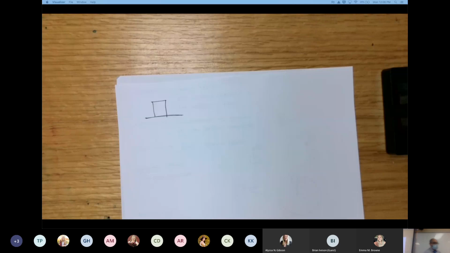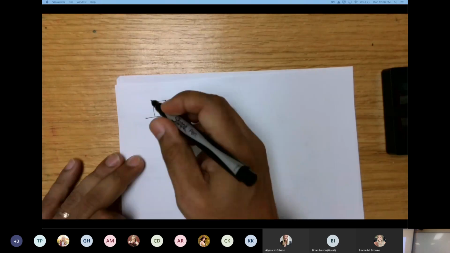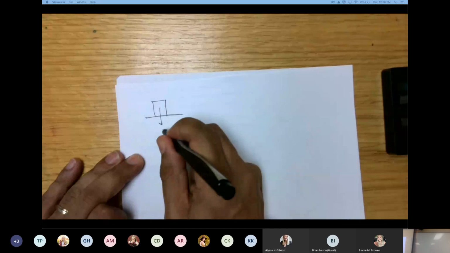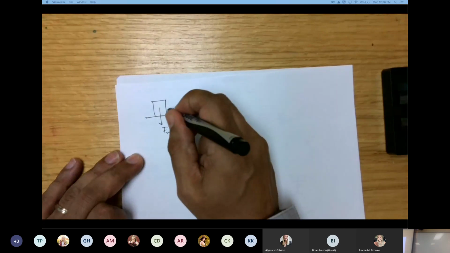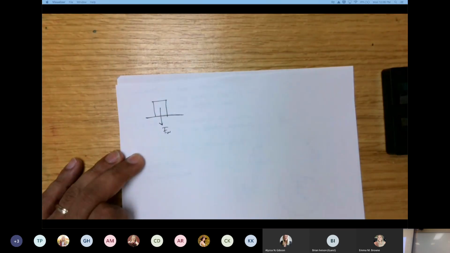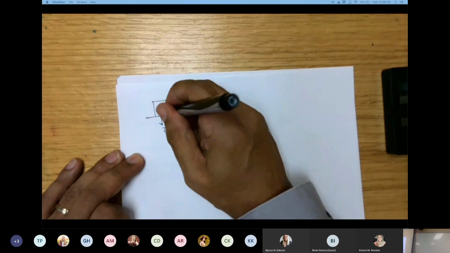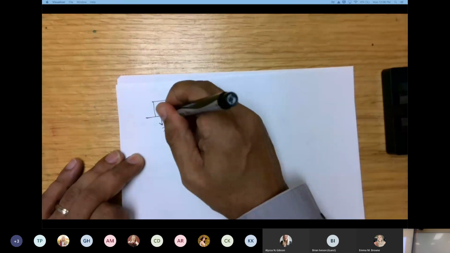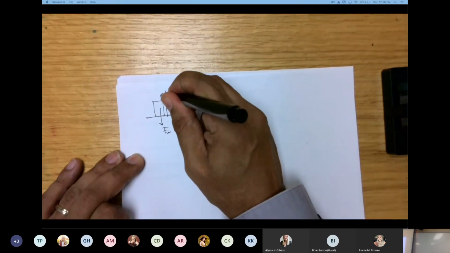Yeah, so we're going to have basically two forces, and these forces are going to appear in pairs. So we're going to have the weight pushing down, and then we're going to have a normal force that is going to be on the surface of the object, perpendicular to the surface. So we're going to have this normal force.